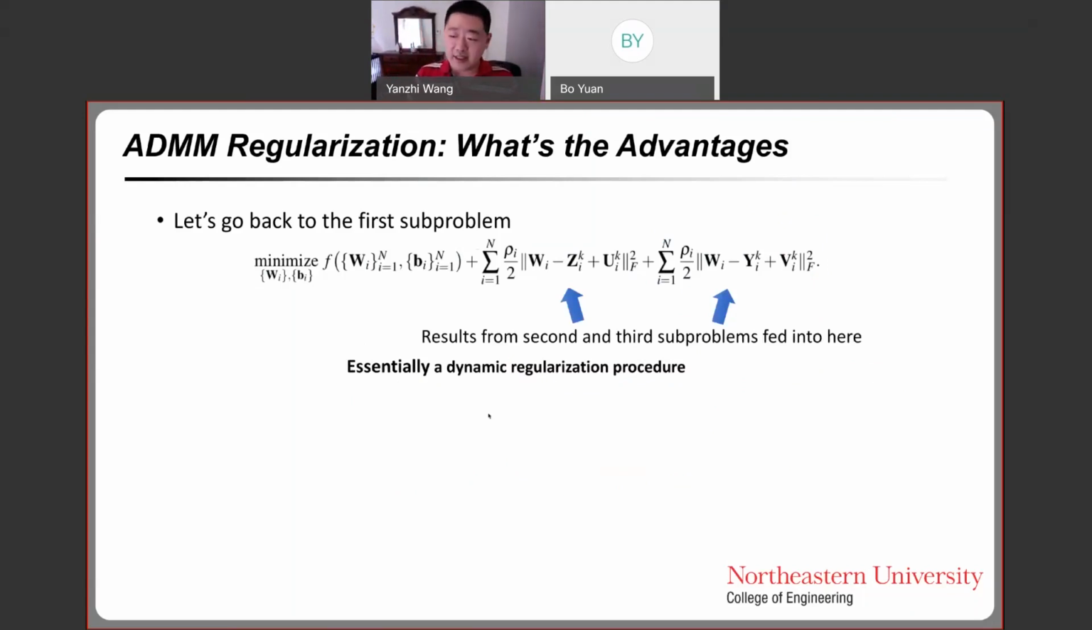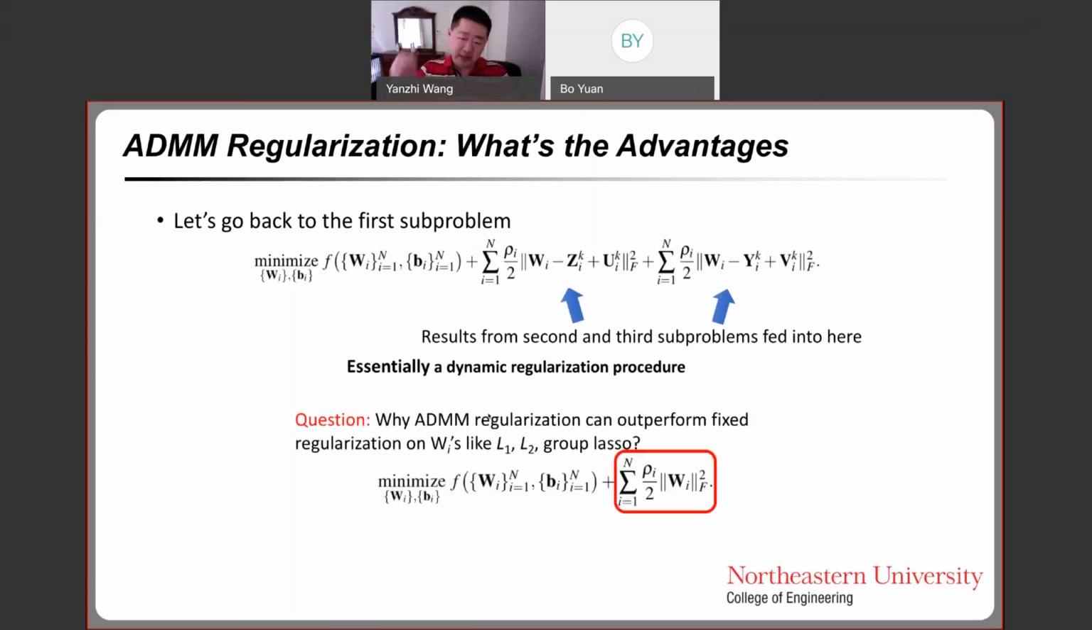Then the question here is that someone may ask, using regularization to find sparsity is not your invention. Prior work has L1, L2, and group lasso regularizations, so what's the difference between your work and the prior work? Why can you claim to have outperformed the prior work?